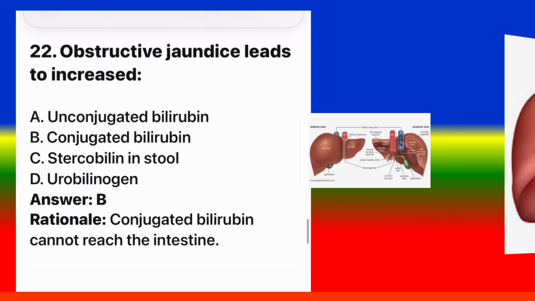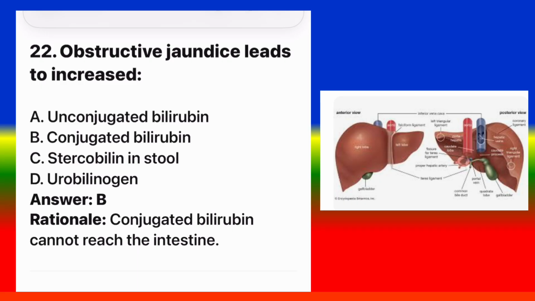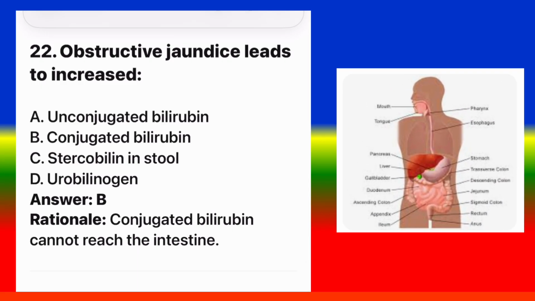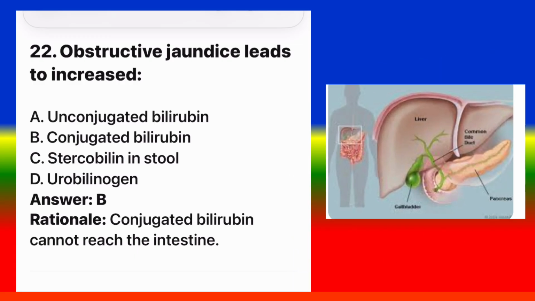22. Obstructive jaundice leads to increased: A. unconjugated bilirubin, B. conjugated bilirubin, C. stercobilin in stool, D. urobilinogen. Answer B. Rationale: Conjugated bilirubin cannot reach the intestine.